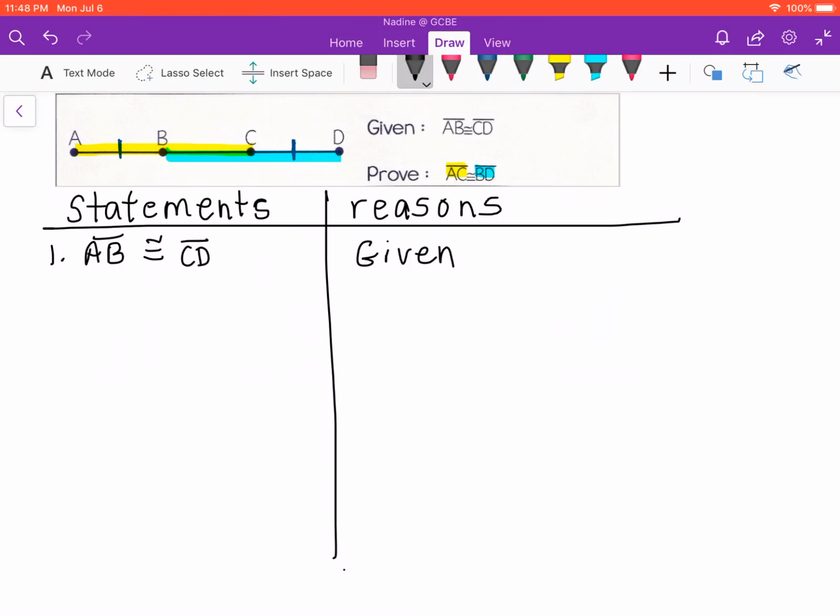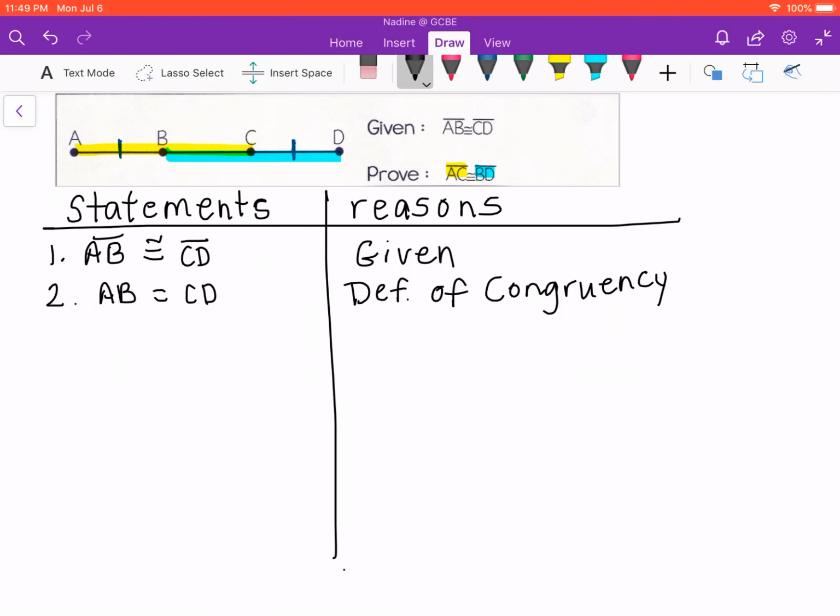So we can accept that as true. Since we've been given a congruency statement, automatically my brain is starting to think definition of congruency. Remember, the definition of congruency states that if two figures are congruent, then they're equal in size. So we can make a statement about the length of those segments: the length of AB is equal to the length of CD. We can make that statement because of the definition of congruency.